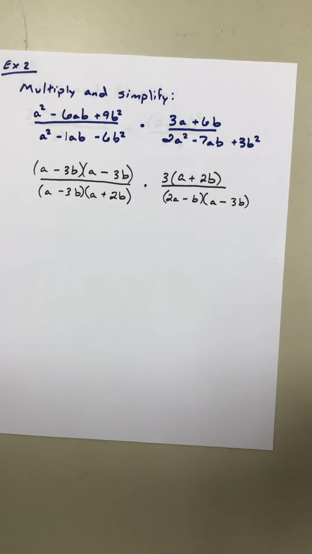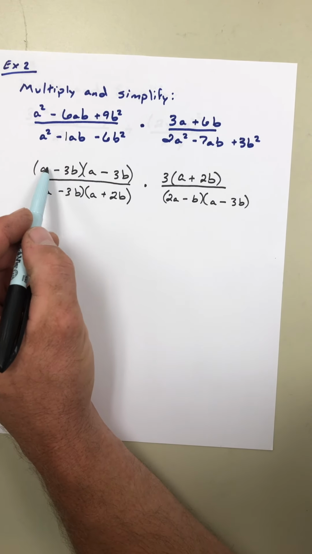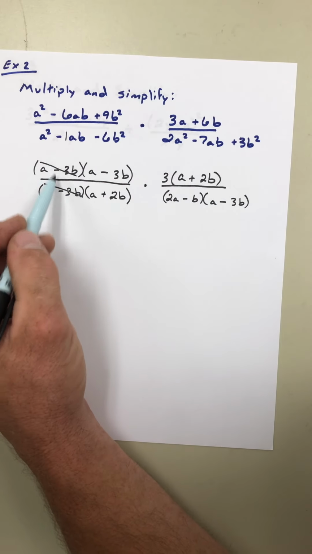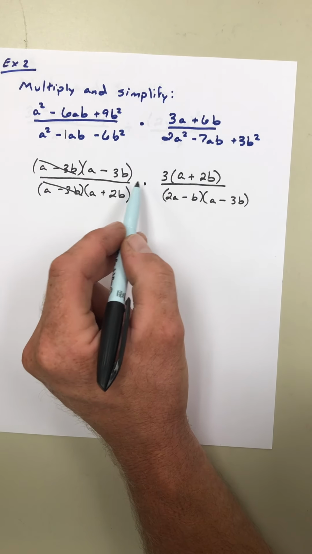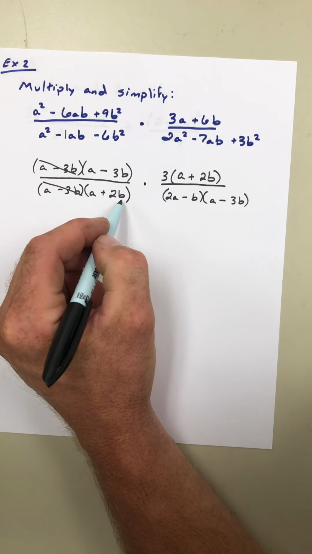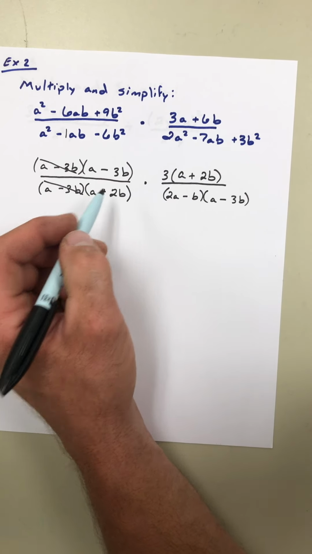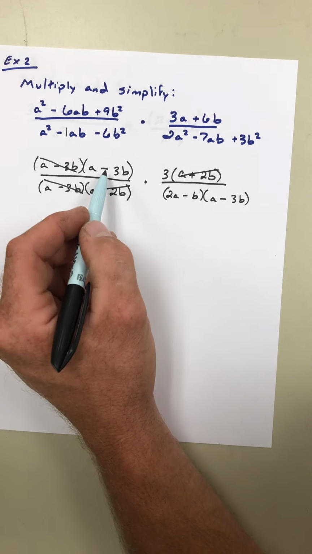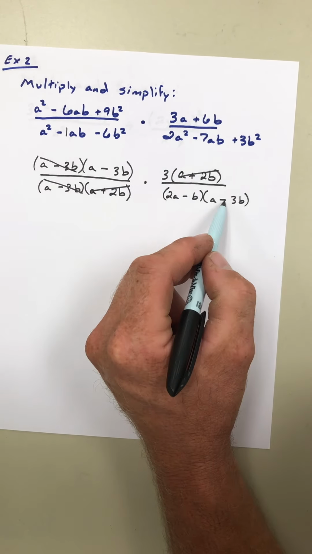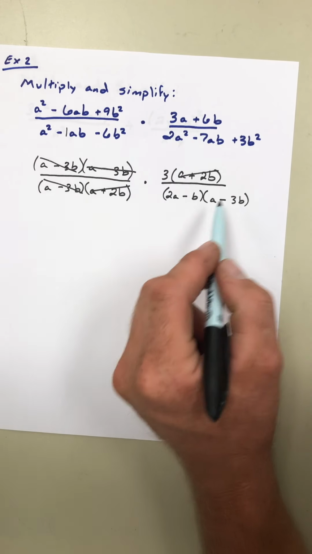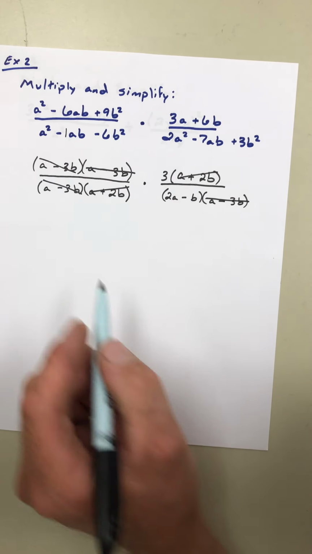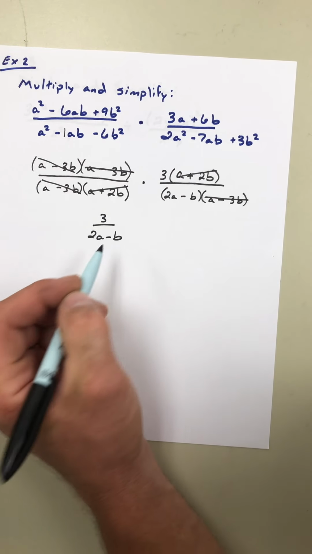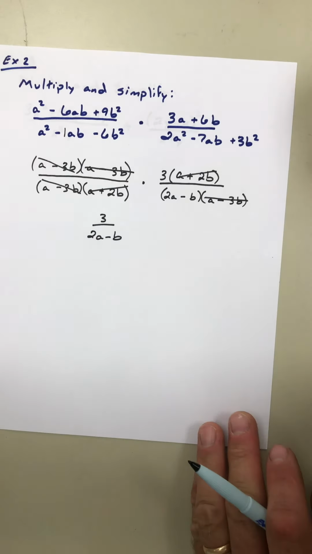Now comes the fun part. What can we cancel? Well, we have an a minus 3b and an a minus 3b here, so we can cancel out one on the top and the bottom. We can also cancel across the multiplication symbol. So we can cancel this a plus 2b there. I can cancel that one with this one. And then this a minus 3b, I have one down here in the denominator as well, so I can cancel that one with that one. So I have left 3 over 2a minus b. And that's going to be our final answer.